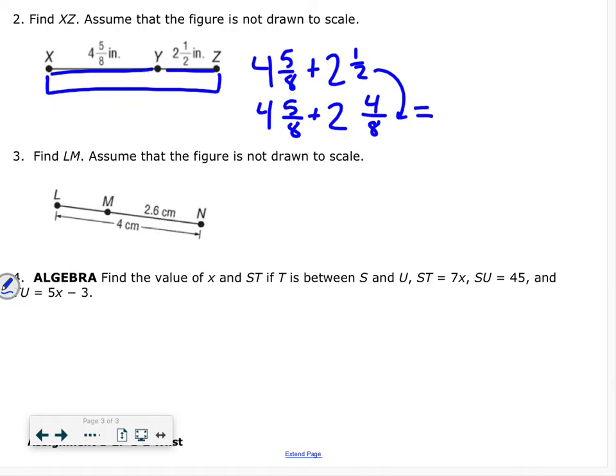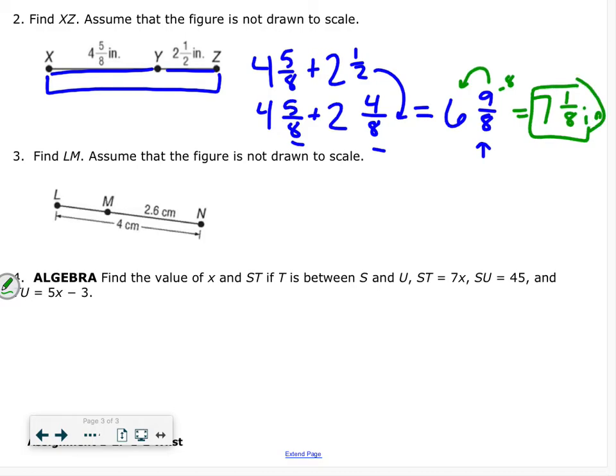And now add our whole numbers, we get 6. Add our fractions, we get 9/8. Now the only problem there is that 9/8 is a whole, so we need to add 1 to the 6 to make it 7. If we subtract 8, we would have 1/8 left over. So the total length would be 7 1/8 of an inch.